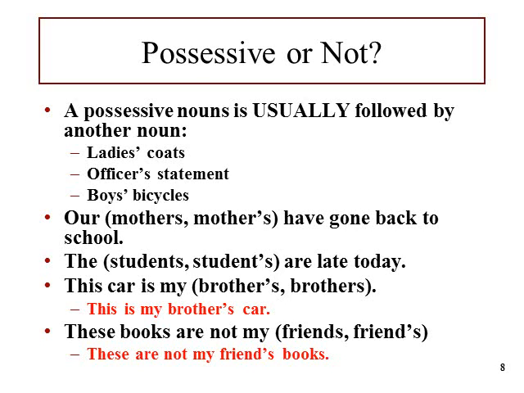So let's take a look. Like we just said, we talked about ladies' coats and officer's statement and boys' bicycles. All of those are correct. That should make sense. But don't get confused with things like this. Our mothers have gone back to school. See, there's no possession here. We're not referring to the possessive because they're not owning anything.